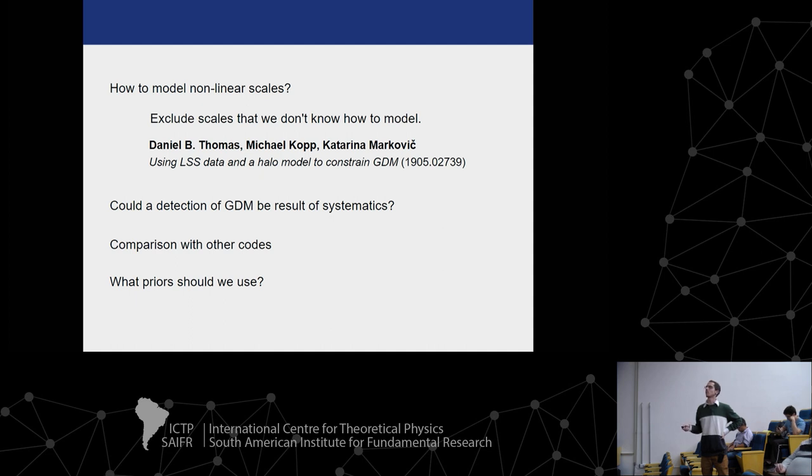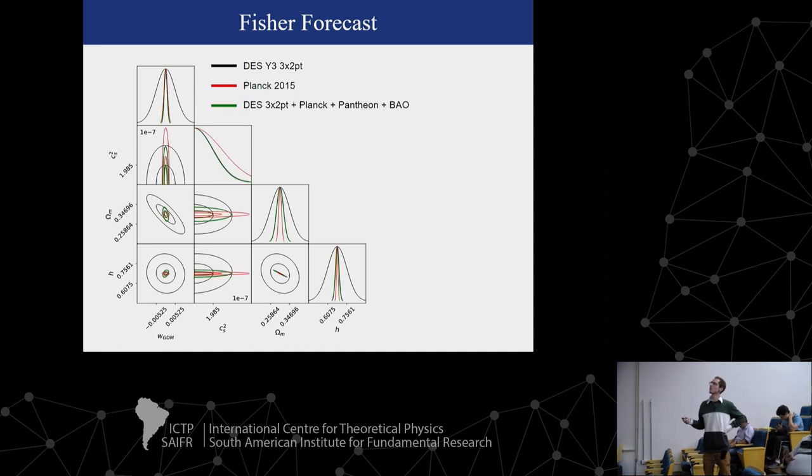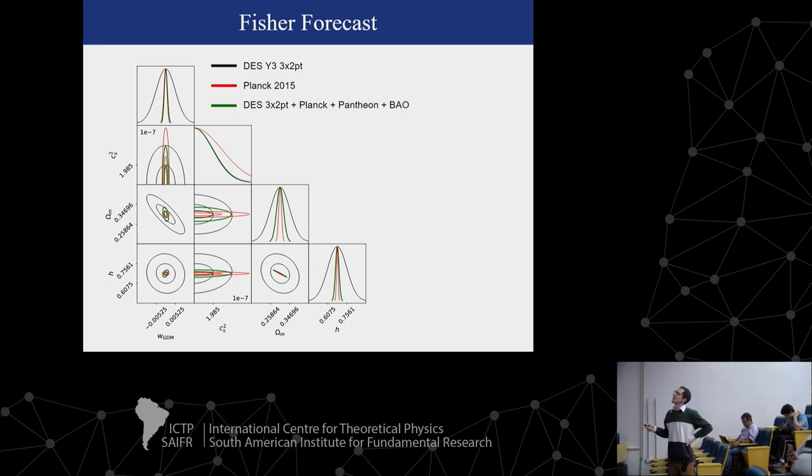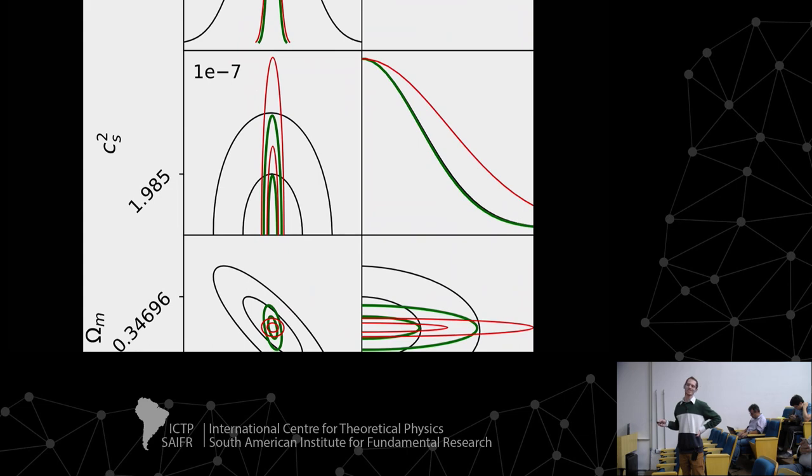We also did a comparison with other codes. And here, I'm just showing some Fisher forecast for DES year 3 data, and I compare with the Fisher forecast for Planck, also including supernovae and BAO. You can see that usually Planck does much better than DES and other surveys in many parameters. But for this generalized dark matter model, we hope to constrain the sound speed way better than Planck did. Here I show a zoom.